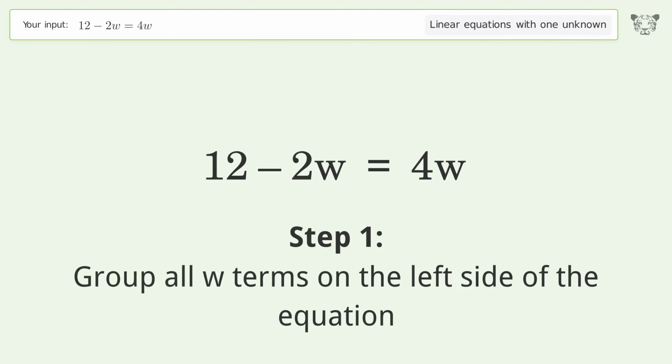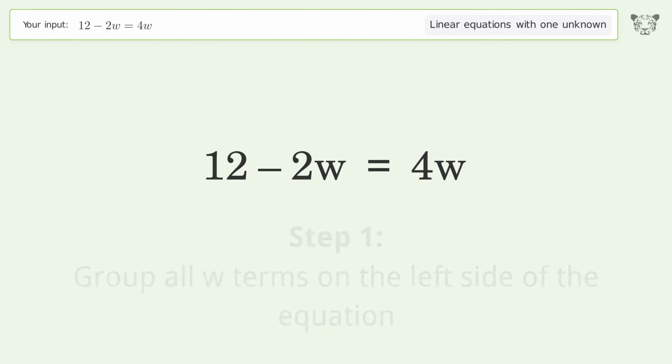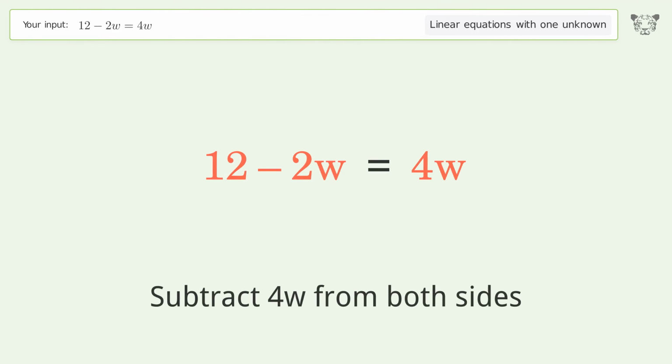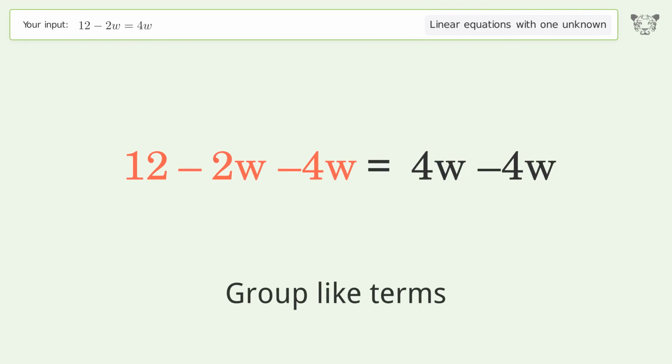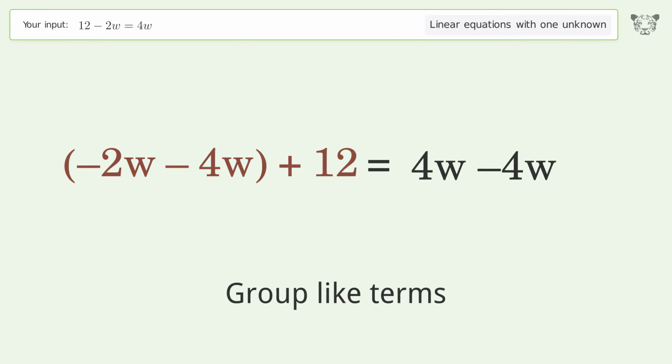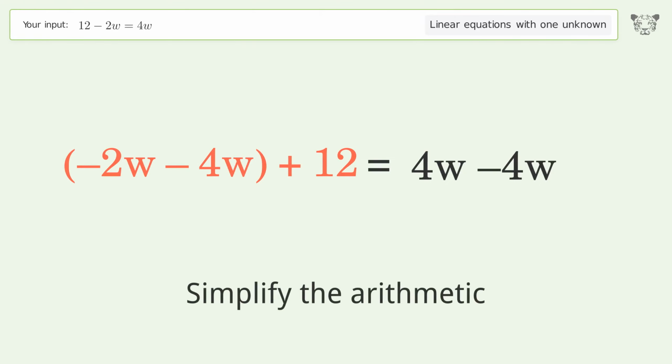Group all W terms on the left side of the equation. Subtract 4W from both sides. Group like terms. Simplify the arithmetic.